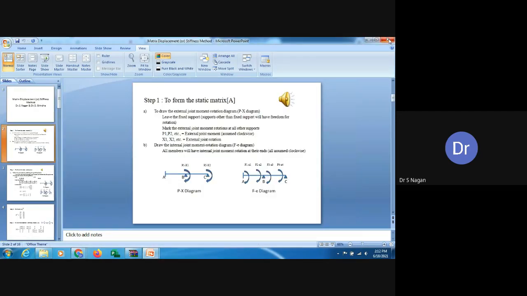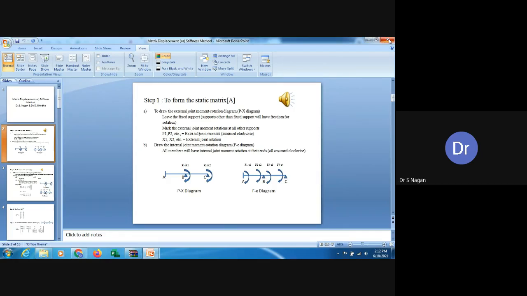So fixed end moment due to sinking is nothing but, first find the fixed end moment due to load. Okay, we know how to find it. Then fixed end moment due to sinking is plus or minus 6EI delta by L square. That's all. You need to substitute the appropriate I value and L value. Then you will be getting the fixed end moment due to sinking.